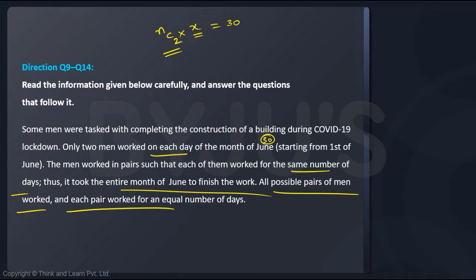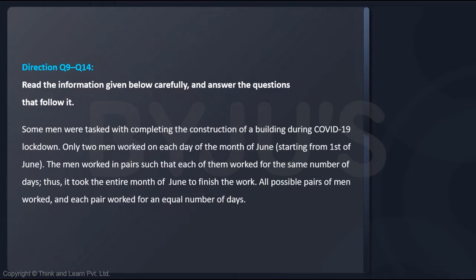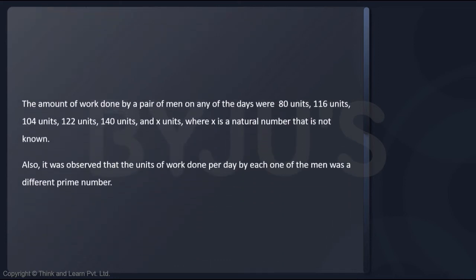Right? Because the total number of days is 30 and every pair works for the same number of days. All possible pairs work, each pair works for an equal number of days, so each pair works for X days. Now, if you look at it, the amount of work done by pairs of men on any of the days were 80, 116, 104, 122, 140 and X units. We don't know the value of X.